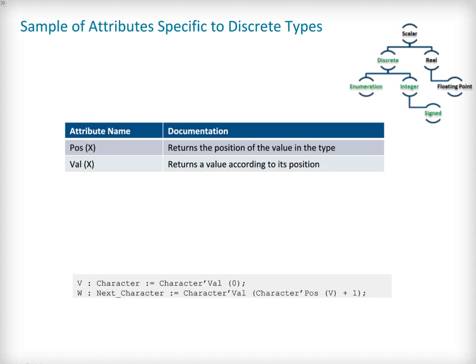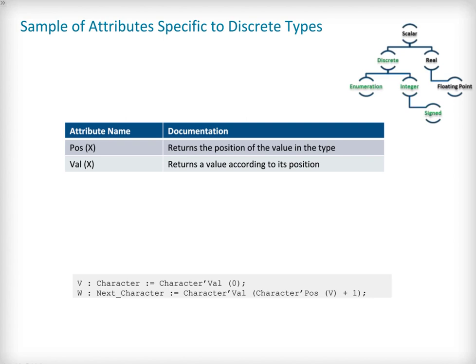Discrete types have two interesting attributes, pos and val. Pos will take a value in parameter and return the position of the value in the list of values. Val will do the other way around. It will create a value according to a position.